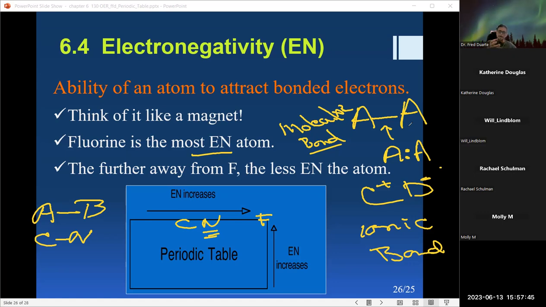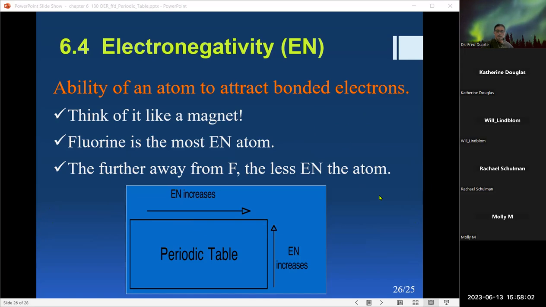But this concept of electronegativity will show up over and over again, and it has a big effect on molecules. All right, so the takeaway here with respect to electronegativity is that fluorine is the most electronegative element. So if fluorine is bonded to anything, it's going to pull the electrons onto itself much more than any other element. Unless it's bonded to another fluorine, then everything's equal.